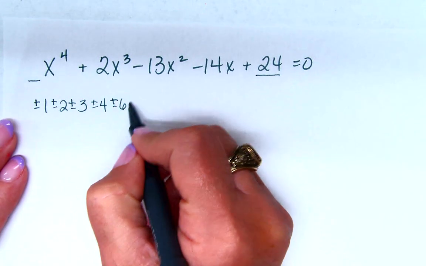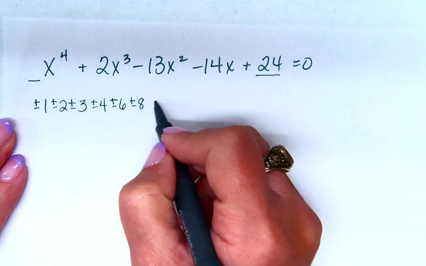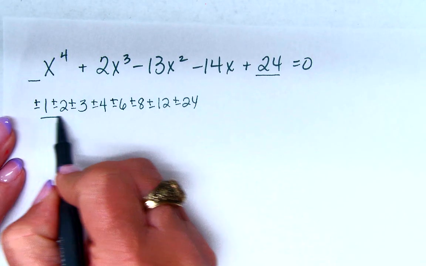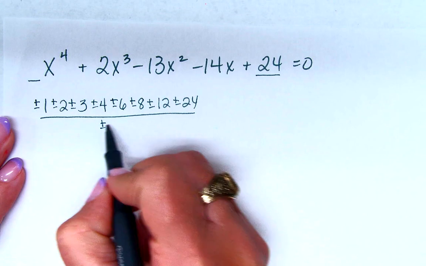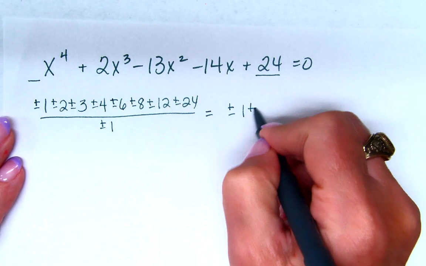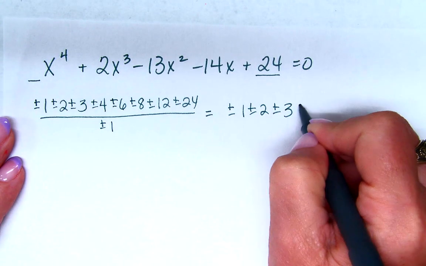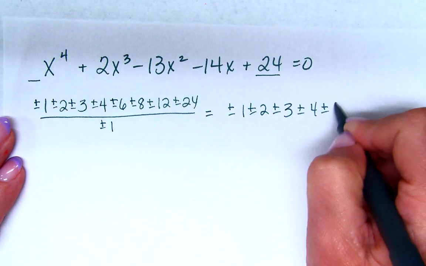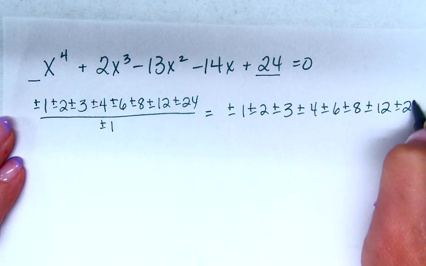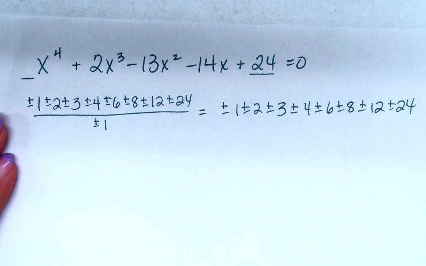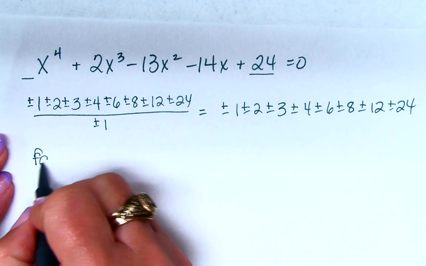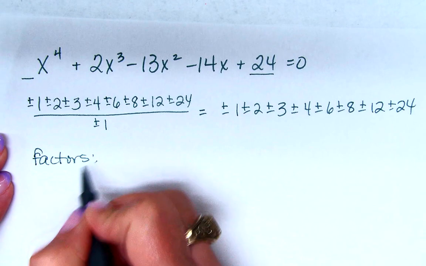6, 8, 12, 24. All divided by 1, which would make all the possible solutions my numerator, right? Because everything was divided by 1. And then I need to list my factors and my solutions.